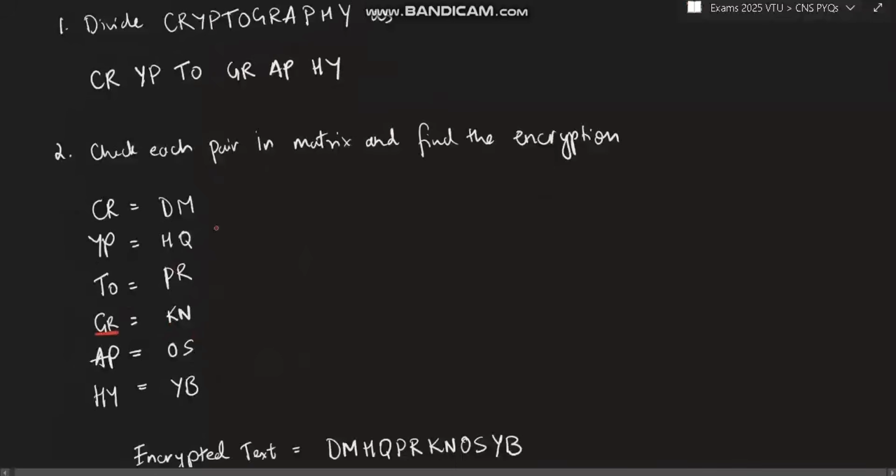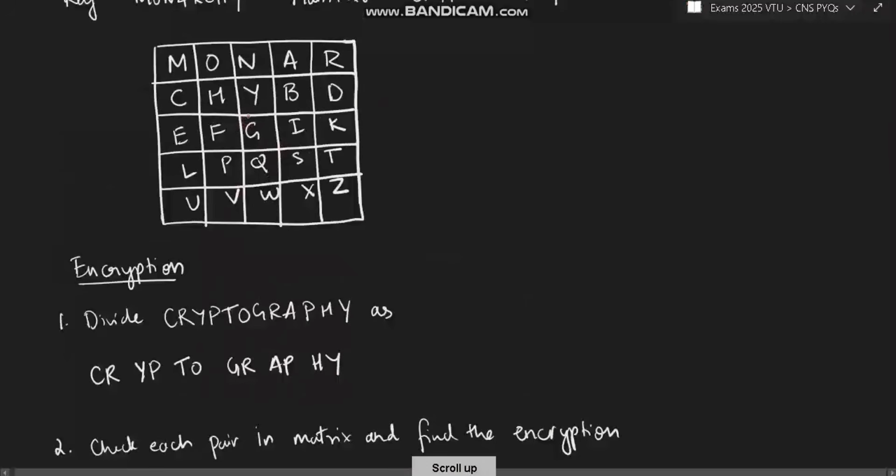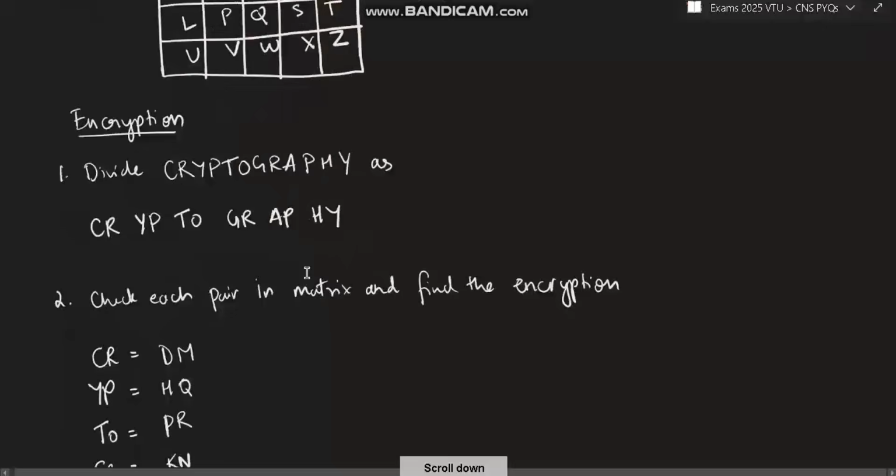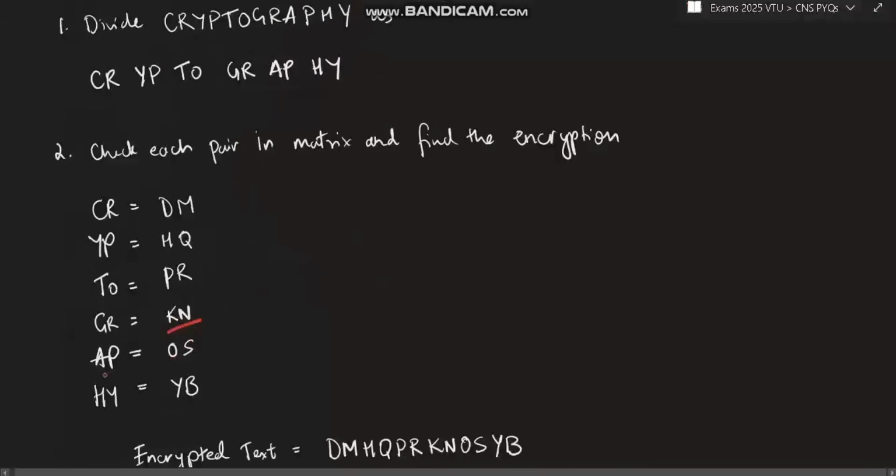Same thing goes for GR. Let's see where GR is. G is present here, and R is present here. So if we go in the row, we will be getting K for this, and if we go in the row here, we'll be getting N. So it will be KN. Here for GR it is KN.